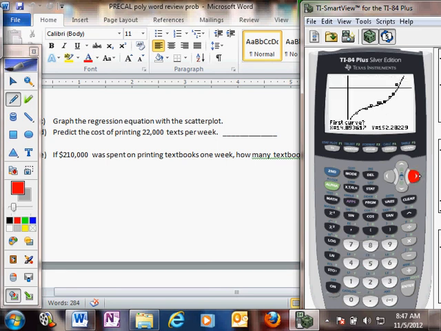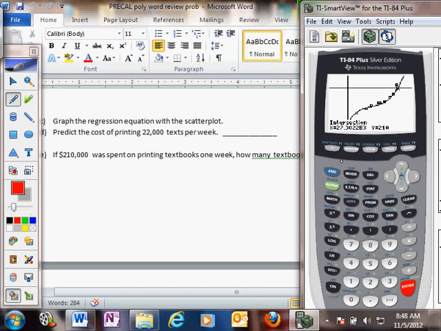Take my cursor as close as I can get it to the point of intersection of the two functions. Once I get it as close as I can, hit enter 3 times. And the answer is, when we spend $210,000, we've printed 27.302 textbooks, in thousands. This is again in thousands. And that's how you do the first regression problem.